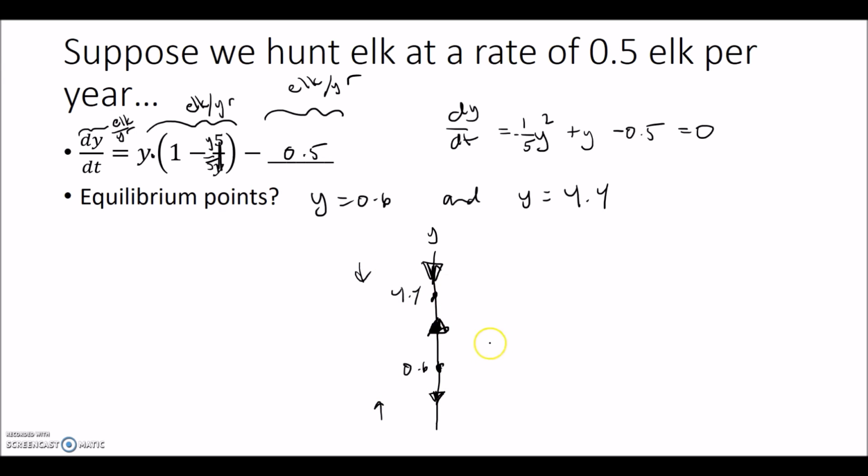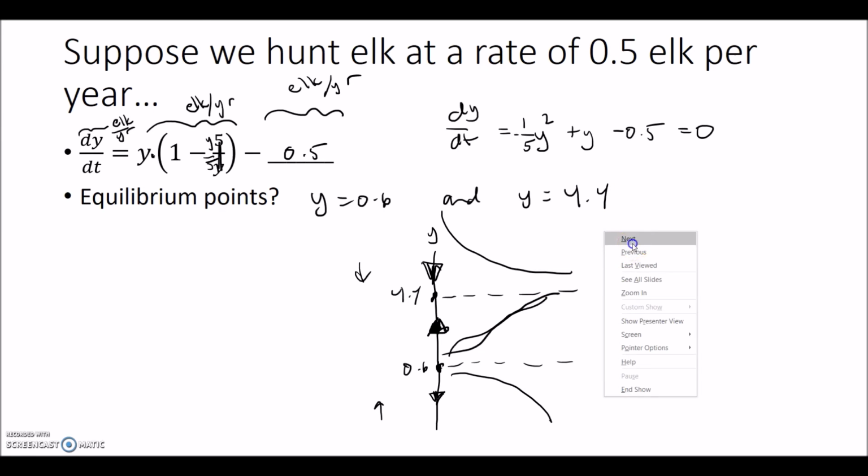So those equilibrium points actually squeeze together a little bit more. And so if we wanted to sketch this over time, we could do a very similar thing. We know these are equilibrium solutions, and they would look like this. Oops, more like that, and like that. And so now let's look at a case where we harvest some more elk and see what happens.